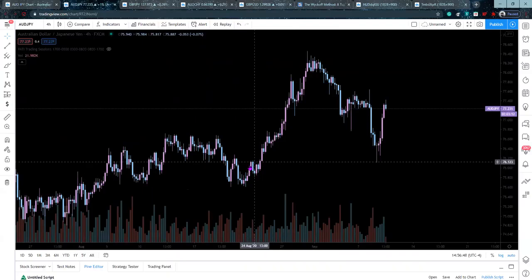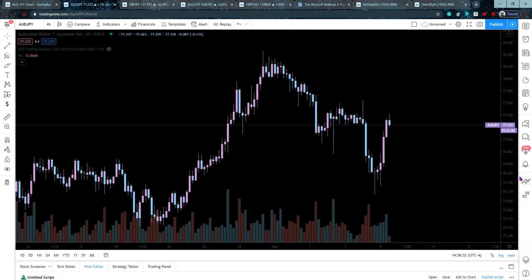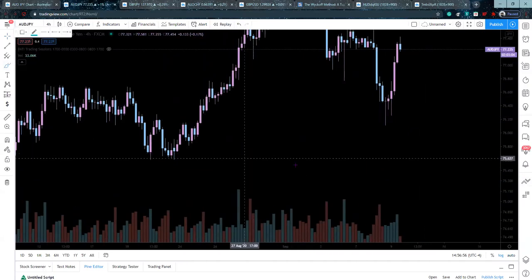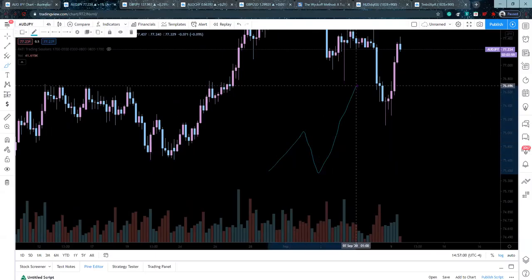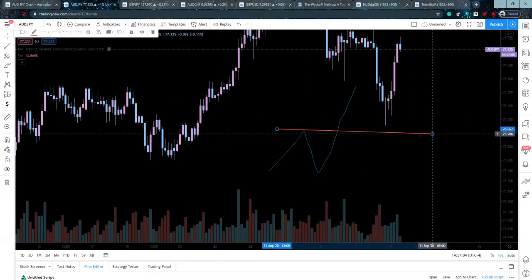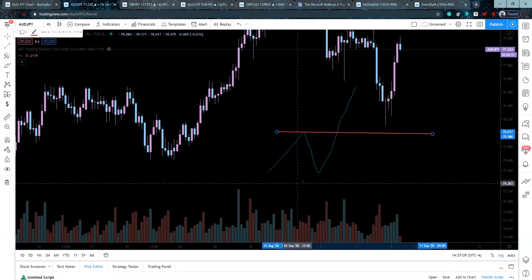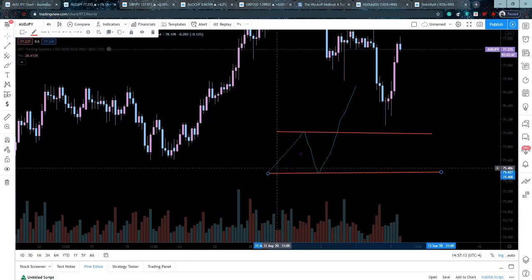You would have seen that right here is a bullish breaker. A bullish breaker essentially is when the market does something like this. Let me draw it out for you. And this range right here becomes the breaker. That makes sense?